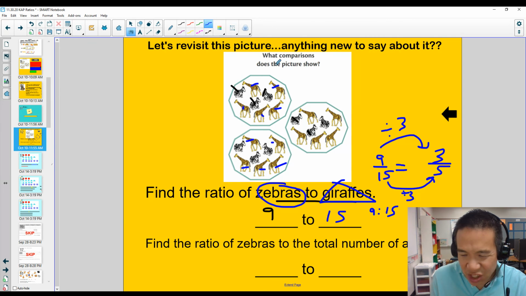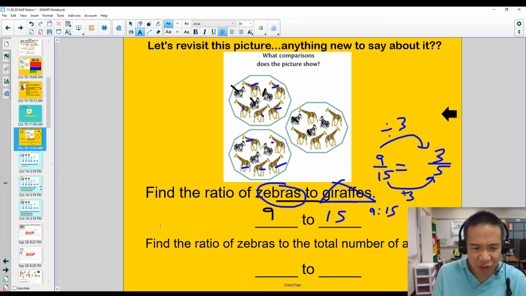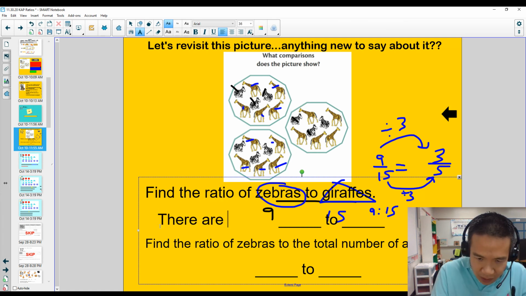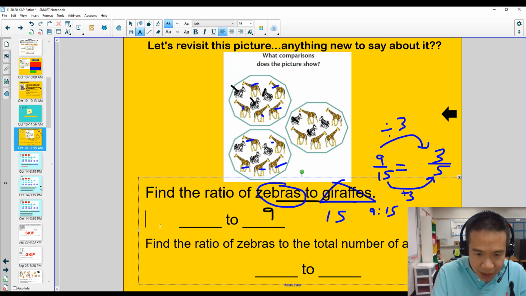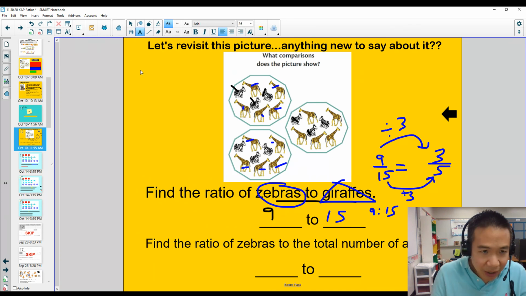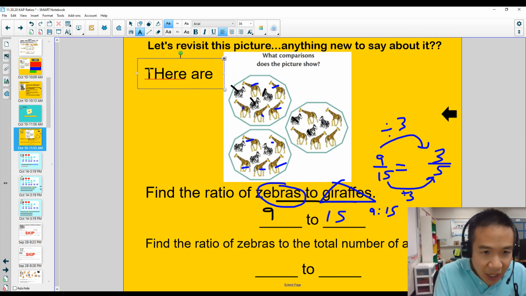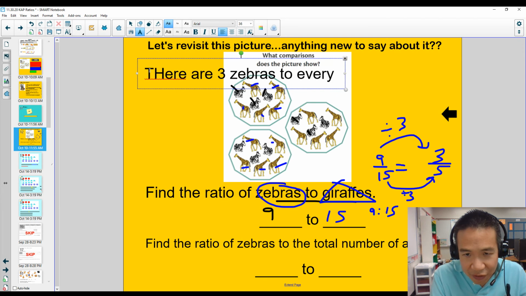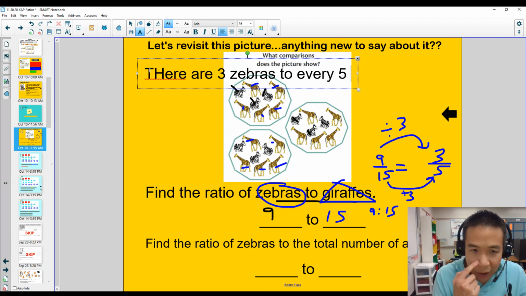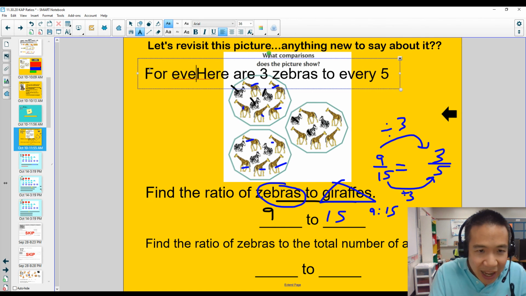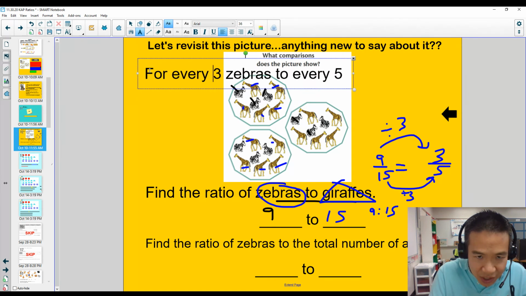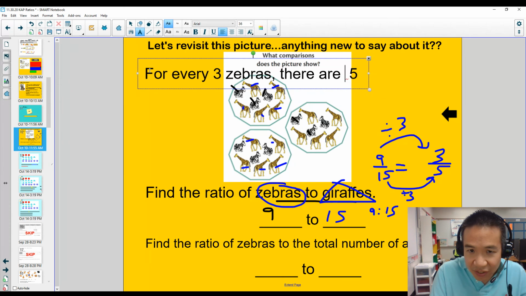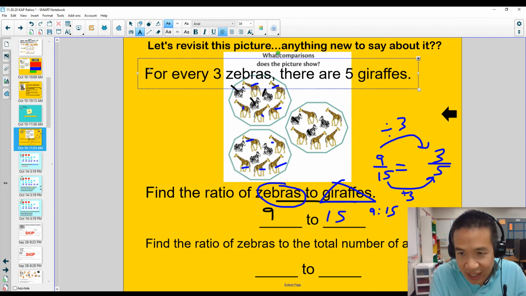But how can I describe 3/5? What does 3/5 mean? Let me describe it right here and type it right here. So I'm going to describe it as follows. For every 3 zebras, there are 5 giraffes. And that's how I'm going to describe it.